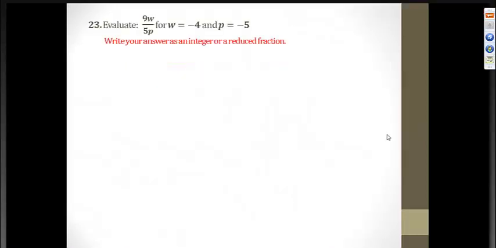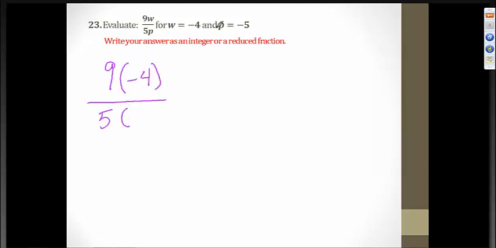So for this one, this is an evaluating question, so that means that you just take the values and plug them into the expression. So we have 9, and then w is negative 4, so we're going to put that in parentheses, over 5 times p, which is negative 5. So on the numerator, we have 9 times negative 4, which is negative 36, right? And on the denominator, we have 5 times negative 5, which is negative 25.